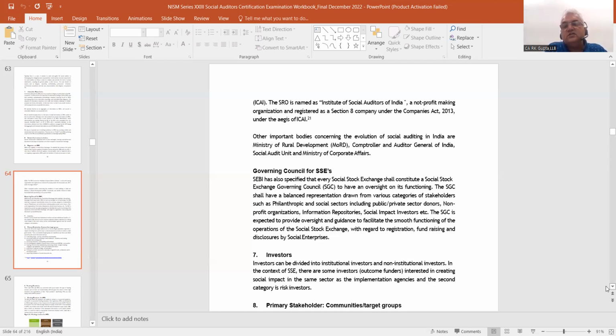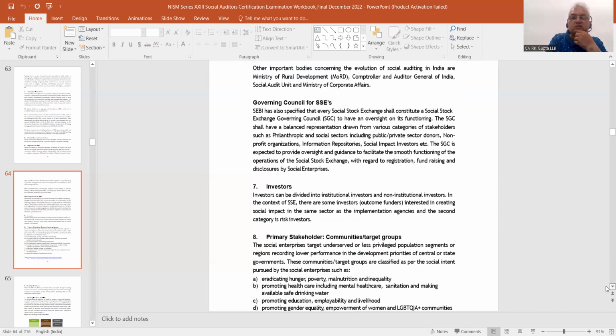Then investors. Investors are of two types: institutional investors and non-institutional investors. In the context of social stock exchange, there are some investors, outcome funders, interested in creating social impact in the same sector as the implementing agencies, and the second category is risk investors, or venture capital funds.